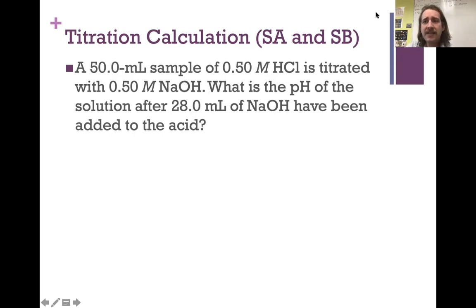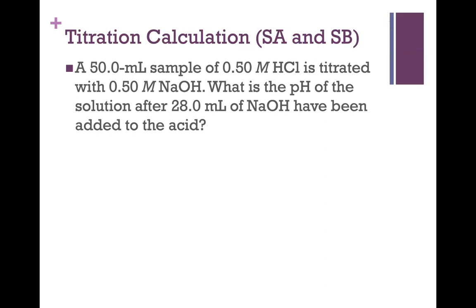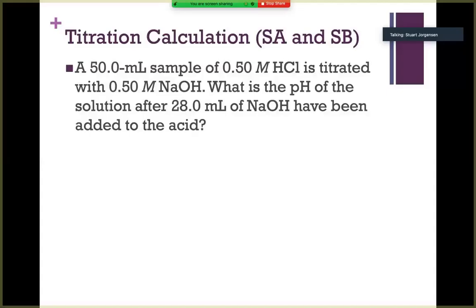So I'm going to go ahead and hide so that we can start to write on these and work them out. So our first example problem here, we got 50 mils of a 0.5 molar hydrochloric acid solution being titrated by a 0.5 molar sodium hydroxide solution. What is the pH of the solution after you have added exactly 28 milliliters of sodium hydroxide?